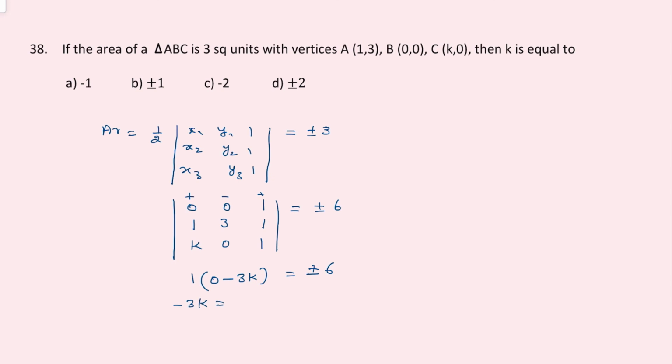Minus 3k equal to plus 6 is one equation. Minus 3k equal to minus 6 is the other equation. We get minus 2 and here we get plus 2. So k takes the values plus 2 or minus 2. D is the correct answer.